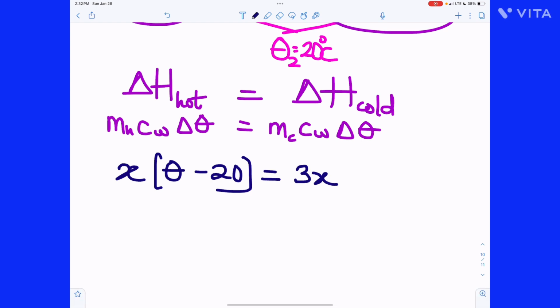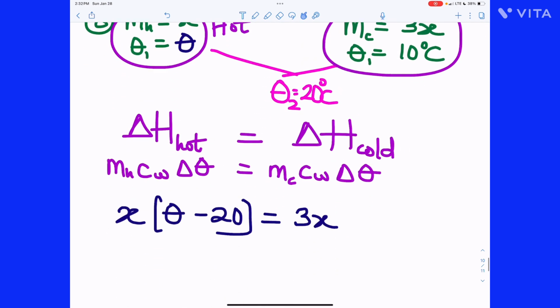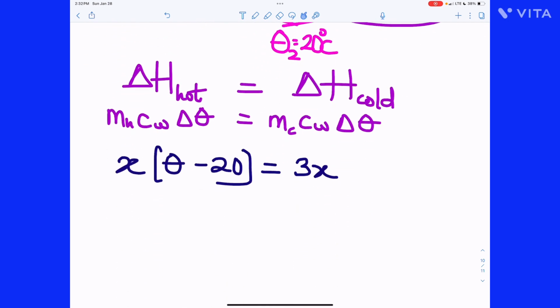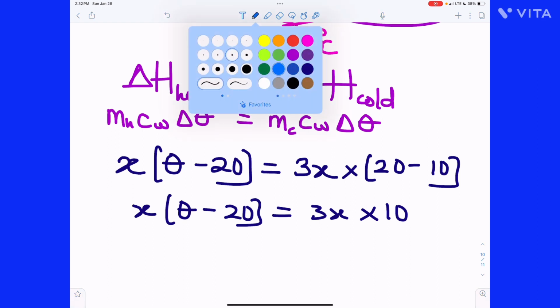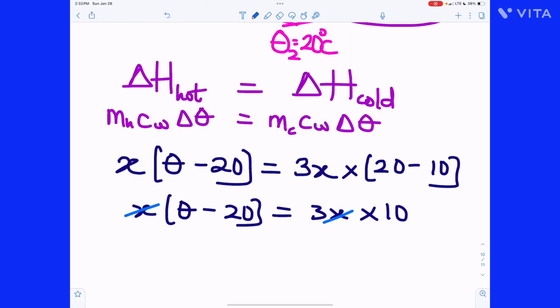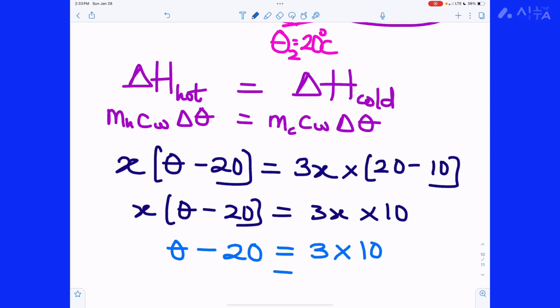This is 3x, because mass of cold water is 3 times mass of hot water. And this is going to be what? 20 minus 10. So that means 3x times 10 is the same thing as x times theta minus 20. I think we can make life easy for ourselves here. We take out x. You shouldn't actually do that, just go to your next step. Theta minus 20 will be 3 times 10. So 30 is theta minus 20.